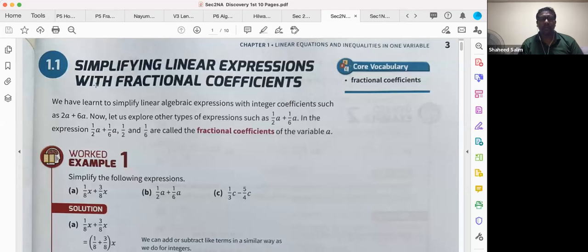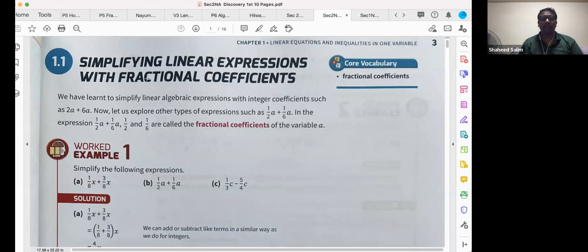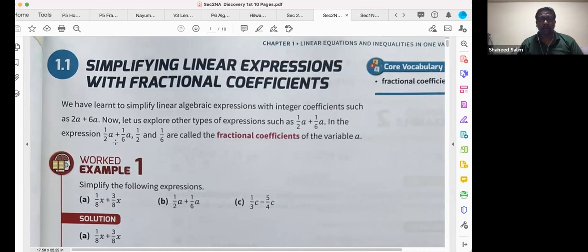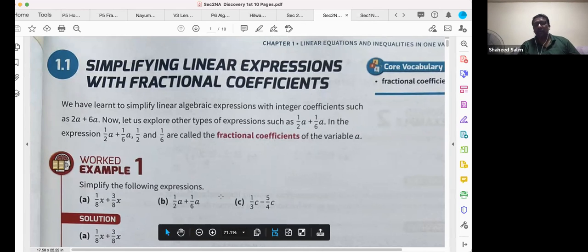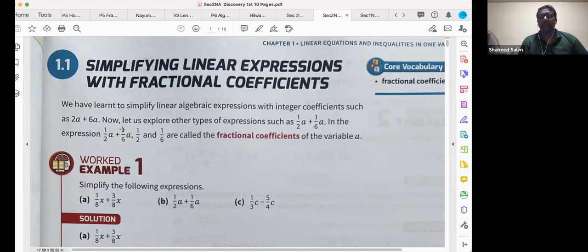Okay, so now I want you to see certain words. I was asking my student last time, she's in Sec 3 now. You see this word, coefficient. Coefficient means the number in front of the x. So the number in front of the a is a half, so half is the coefficient. The number in front of the a is 1/6, that's a coefficient. So if I say 8x, what is the coefficient? The coefficient is 8, because we are looking at the number in front.